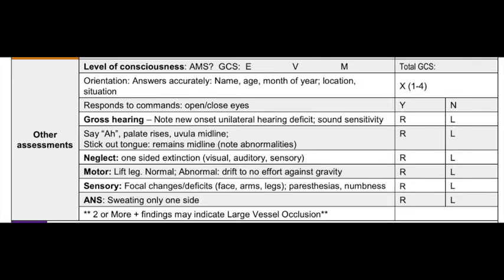Moving on to other assessments, we're going to be assessing their level of consciousness, their level of orientation, and their Glasgow Coma score. We want to make sure that they are responding to commands appropriately, that they don't have any gross hearing deficits, typically on one side, or sound sensitivity. We're going to ask them to say ah.